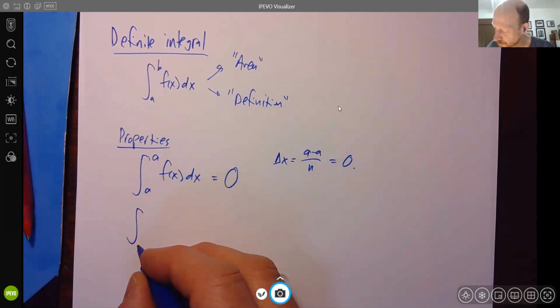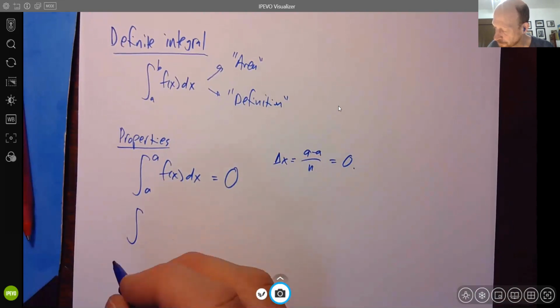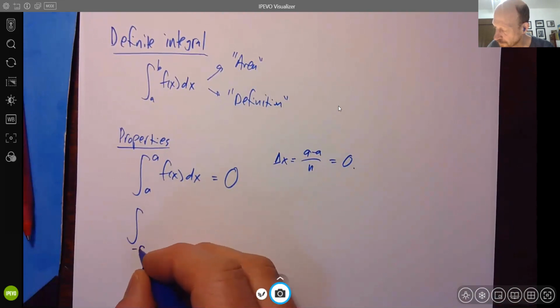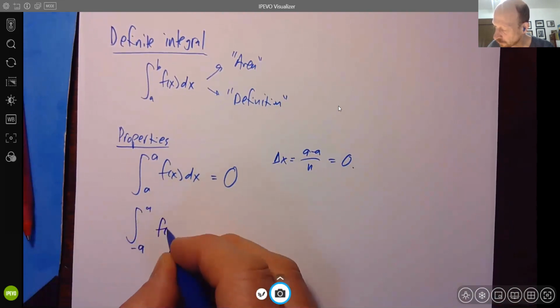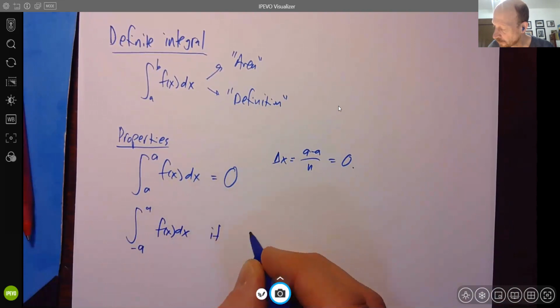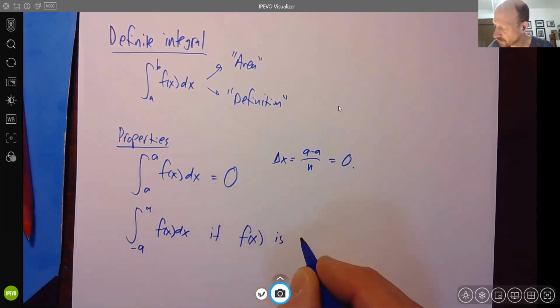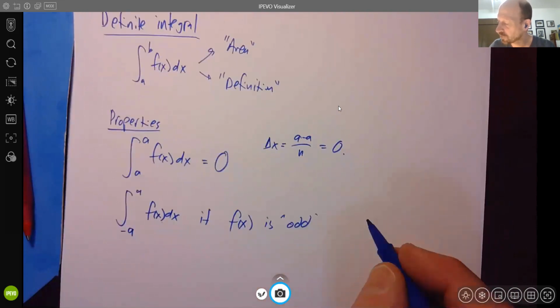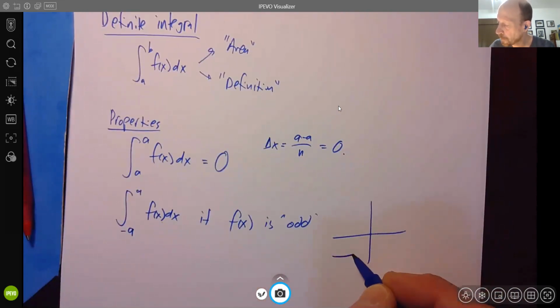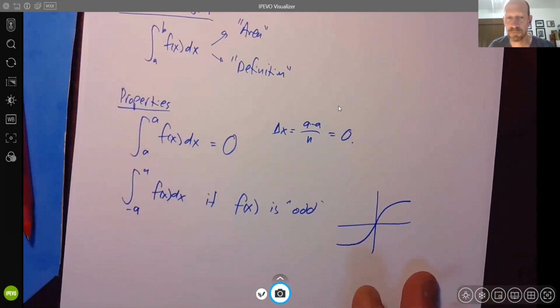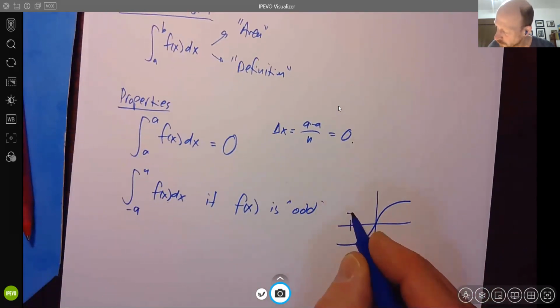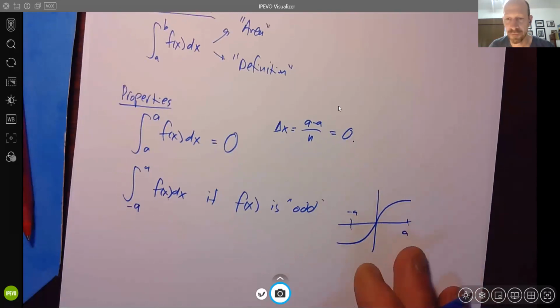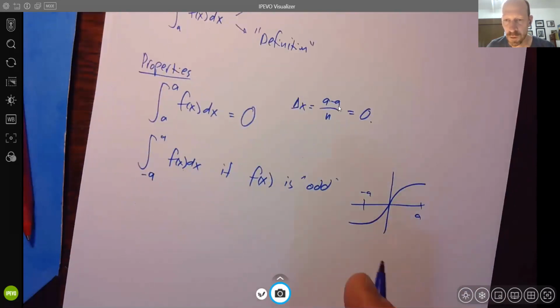Let's try this one. The integral from minus a to a of f of x dx, if f of x is odd. So remember, an odd function is symmetric around the origin. And if I go from minus a to a, can you see what's going to happen there when I add this up?